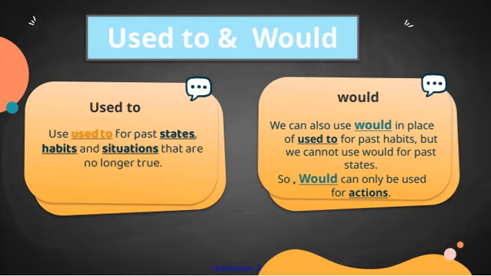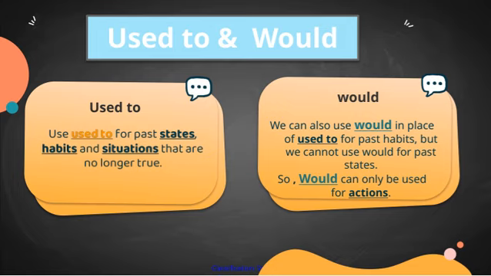Now, let's talk about how we can use would in the past. You see, would can often be used instead of used to when we're talking about past habits. For example, instead of saying I used to play football, we can also say I would play football. However, there's an important distinction to keep in mind.